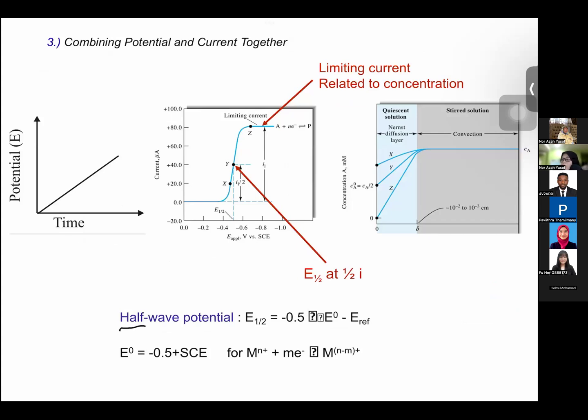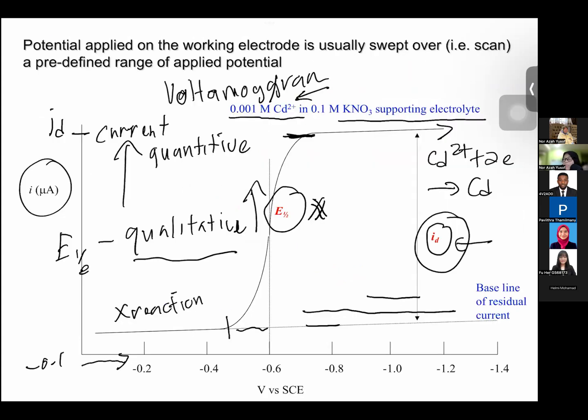So the E half is the half-wave potential. And the ID here is the limiting current. Why? Because it's related to concentration. It is limited due to the concentration of the species involved in the electrochemical process. So that's enough for you to understand. At least this process is very important for you to understand. We supply potential, yes?